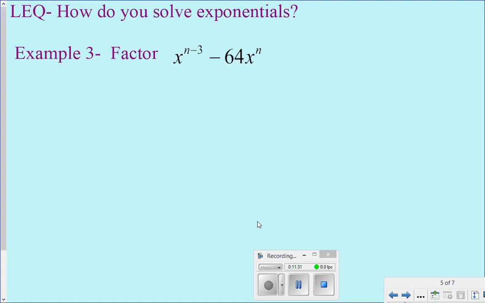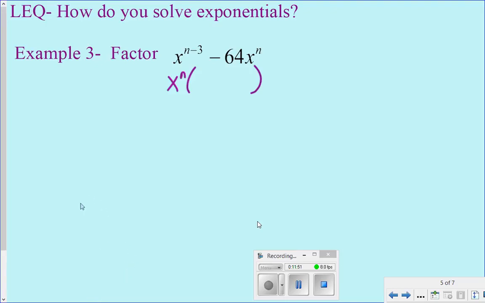Last one. So this one's a little bit tricky. You need to really think about this one. We are going to start with greatest common factor. And after looking at it a little bit, hopefully you're realizing the greatest common factor is x to the n. So after I pull out the greatest common factor, I'm deciding what it needs to be multiplied by. So I have x to the n times something.